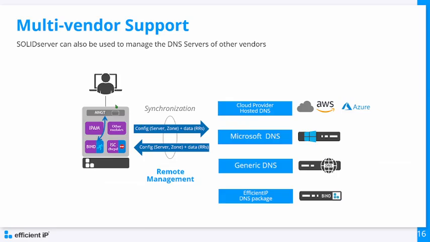Now, you will be able to use the management server to manage the DNS service that is in the public cloud. So you can manage Route 53, you can manage Azure DNS server. Then of course, you will be able to manage Microsoft DNS server, the generic BIND DNS server that is on a Linux server, or, we will talk about this, the EfficientIP DNS packet.